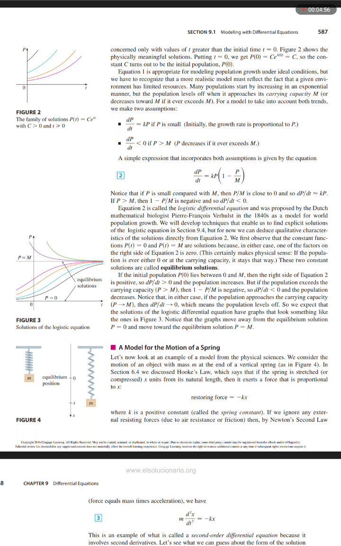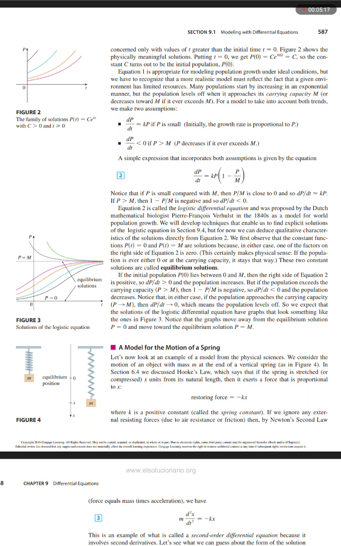Back to the text. Example equation 1 is appropriate for modeling population growth under ideal conditions, but we have to recognize that a more realistic model must reflect the fact that a given environment has limited resources.